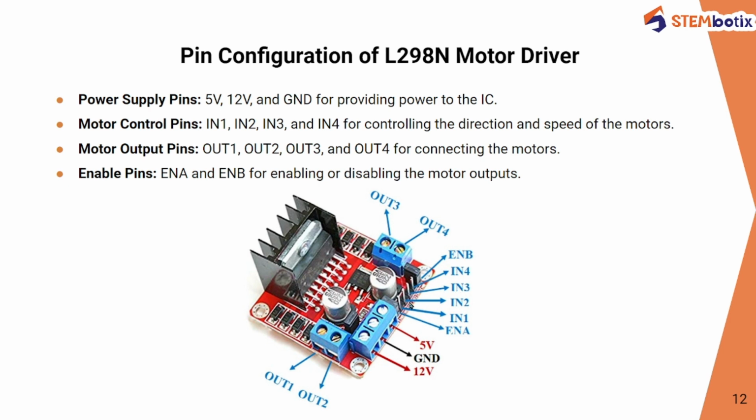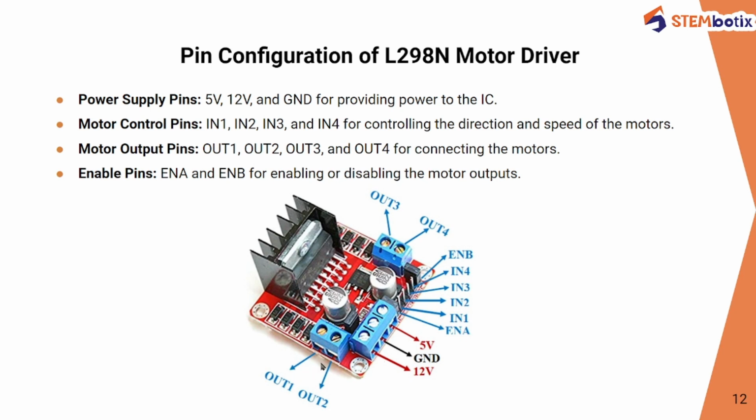After that are the motor control pins. To control the motors you can use these pins, namely IN1, IN2, IN3, and IN4. These are used to control the direction and the speed of motors. So these input pins are used to control the speed and the rotation of the motor.